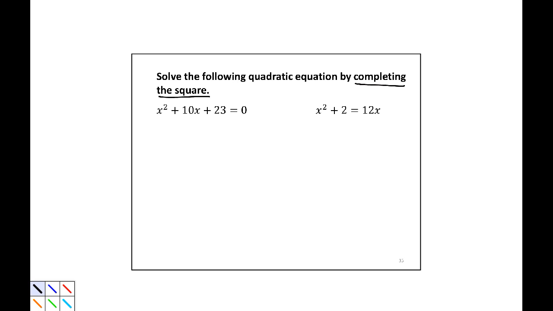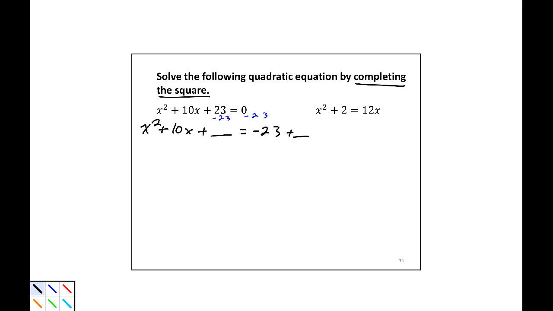Next thing we want to do is write this as a perfect square trinomial. So the first thing we're going to do is isolate the variable terms. I'm going to write this as x squared plus 10x plus something, so that it's a perfect square trinomial. And this is going to be negative 23. I'm subtracting 23 from both sides. Okay, and whatever I add on the left side, I'm also going to add onto the right side.